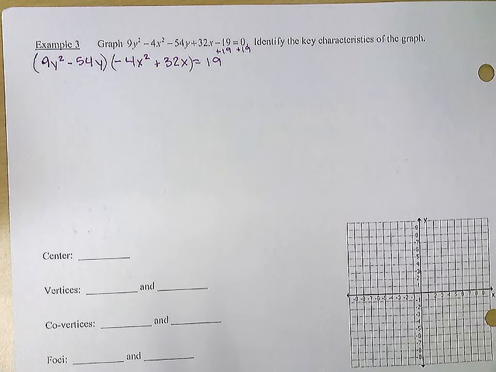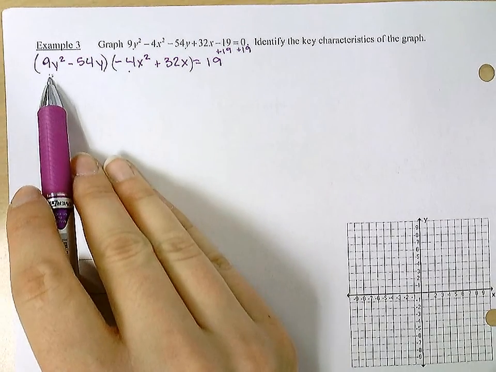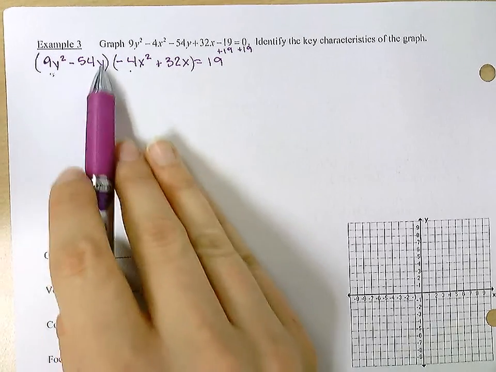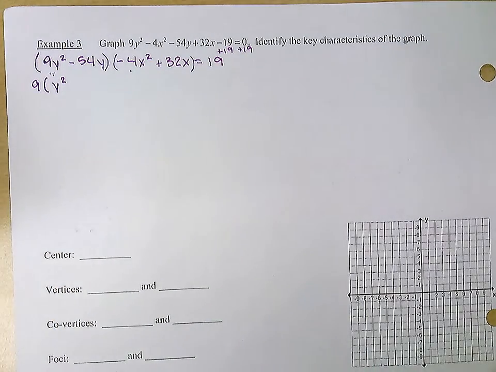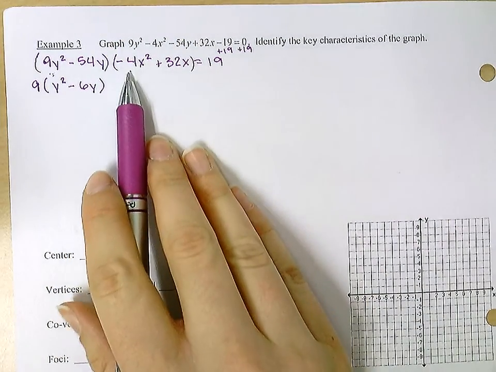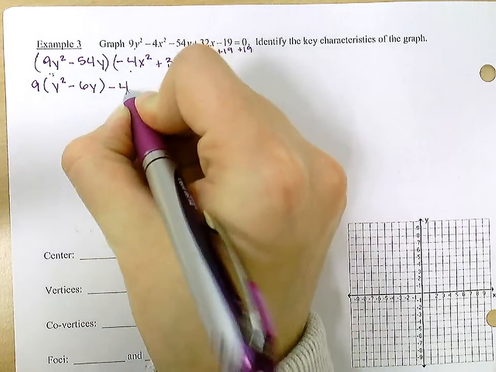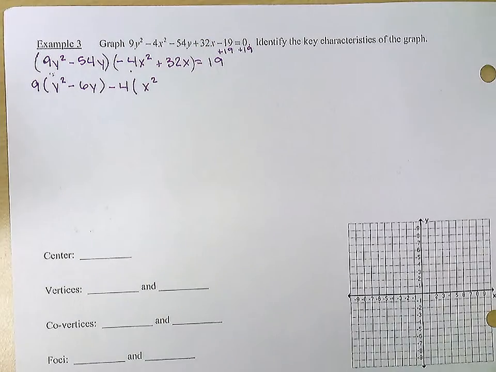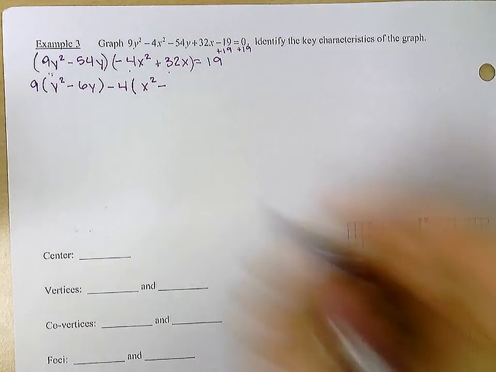Now in order to complete the square, I can't have this a value out front, so I have to factor it out from that quantity. So I want to factor 9 out from my y's. So I'm left with y squared minus 6y. And then here I want to factor out this negative 4 from my x's. Okay, so I'm left with x squared, and if I factor out a negative from a positive, it is negative, and that would be just 8x.